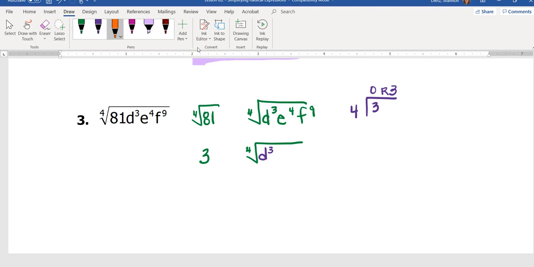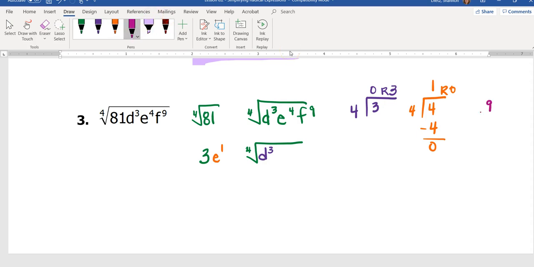I have my power of 4. And I'm looking at the 4th root. 4 divided by 4 is 1. So I will have e to the 1st on the outside. 1 times 4 is 4. Subtracting, I get a remainder of 0. So I will not have any e left over on the inside.